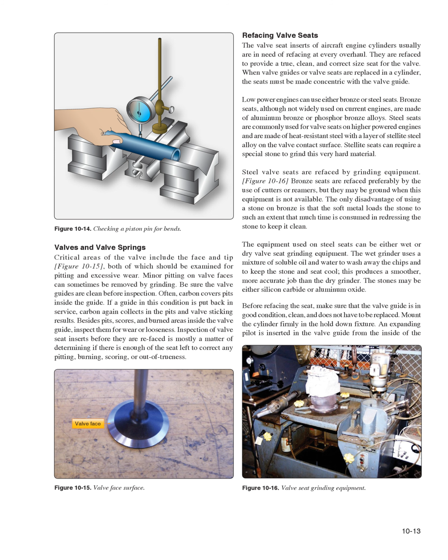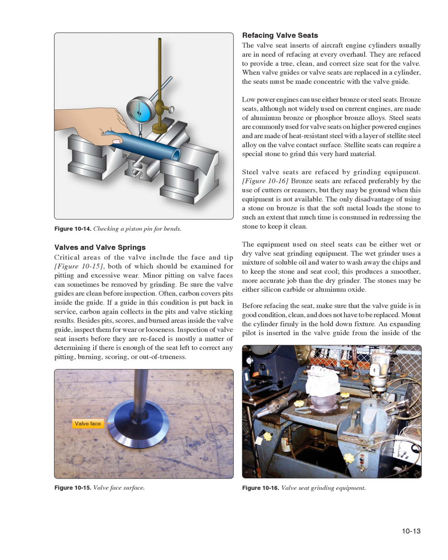Steel seats are commonly used for valve seats on higher-powered engines and are made of heat-resistant steel with a layer of Silite steel alloy on the valve contact surface. Silite seats can require a special stone to grind this very hard material. Steel valve seats are refaced by grinding equipment.